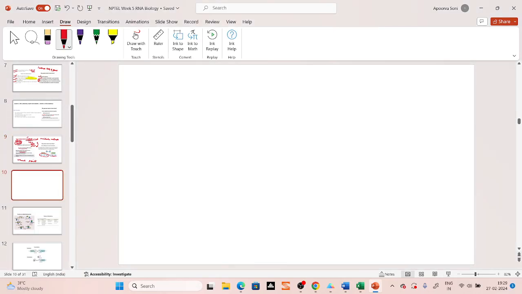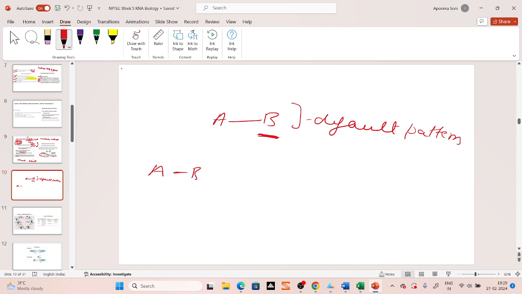See, this is your exon A and exon B. This is the default pattern. Now suppose this B has been duplicated. So now within the same gene, you have an extra copy of B. So the pattern has changed now.